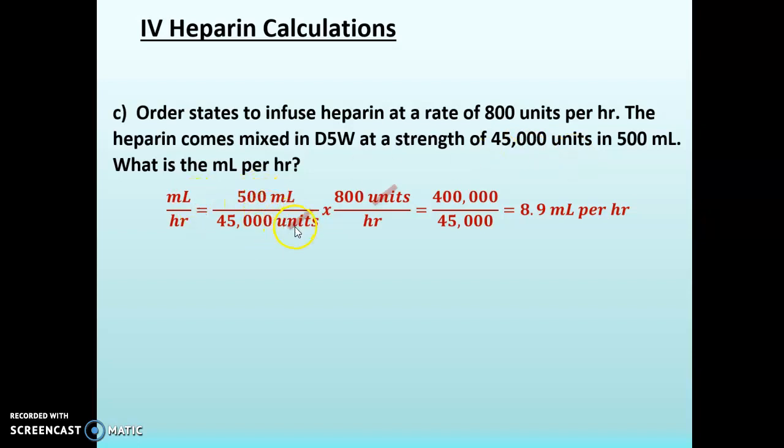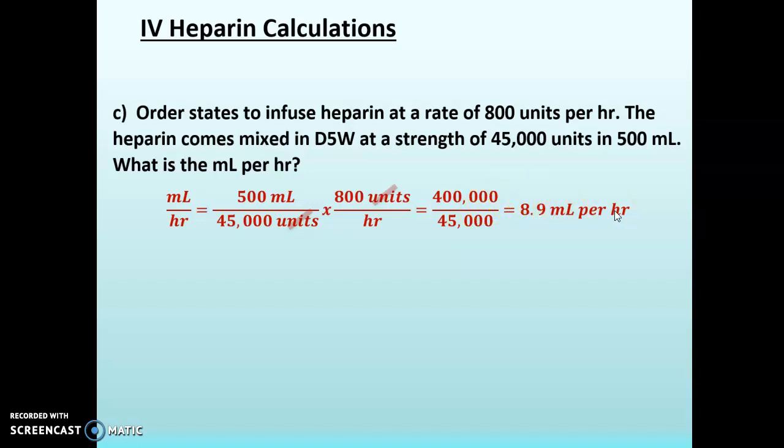Now that shoves units to the bottom, which means we need units at the top, and they gave us 800 units per hour. So we'll stack that in there. Units are going to cancel, milliliter on top, hour on bottom, which is what we wanted. So we're good to go. 500 times 800 is 400,000, divided by 45,000 is going to give you 8.9 milliliters per hour.